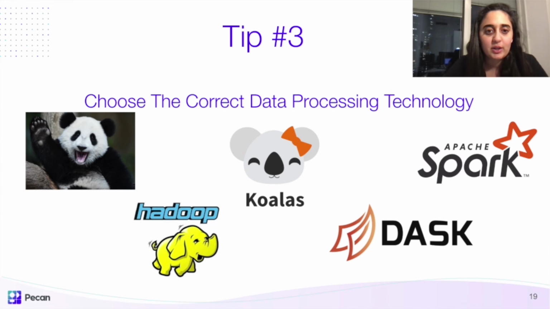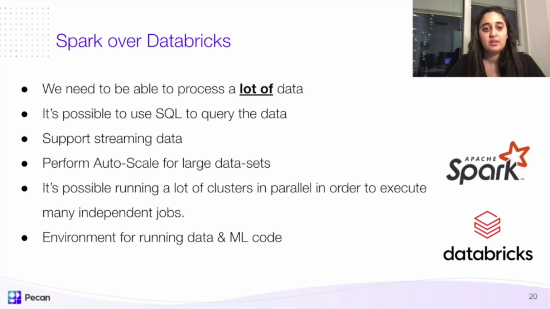So let's talk about the reasons we chose this combination of Spark and Databricks. The first and obvious reason is that we need to be able to process a lot of data. We process billions of records using Spark, and it would not have been possible if we hadn't used such a distributed technology.